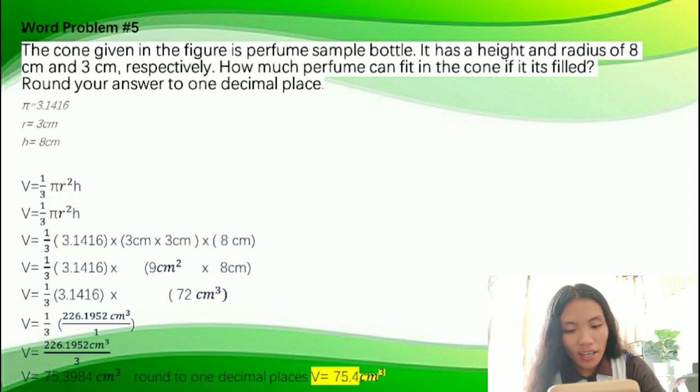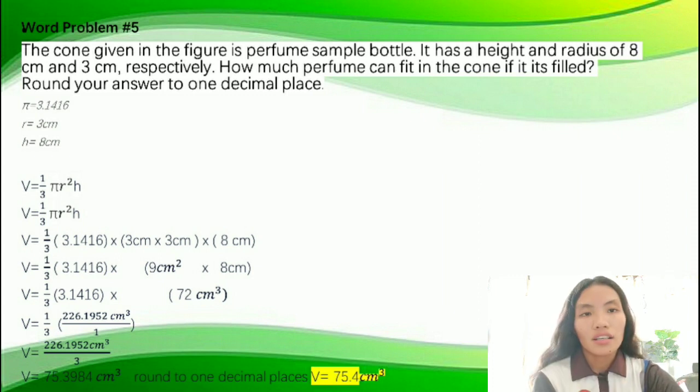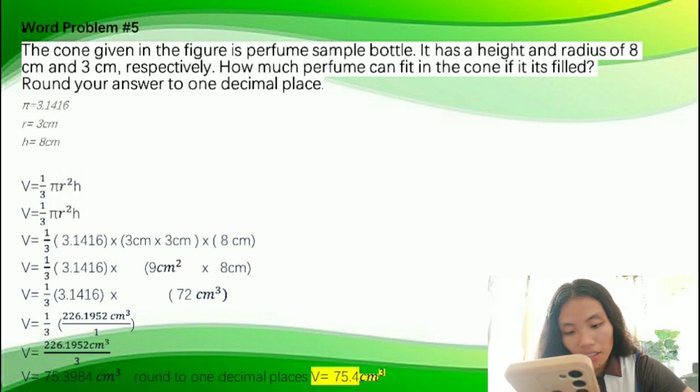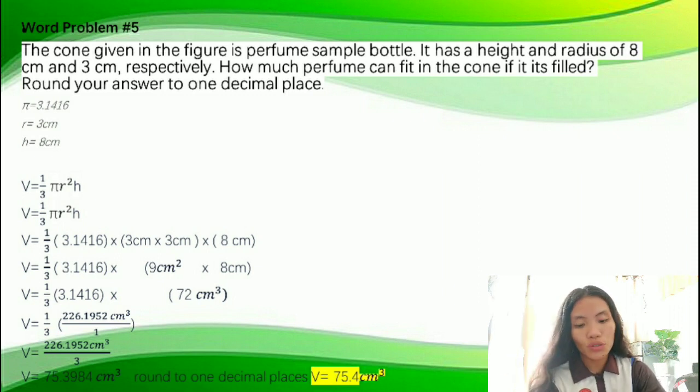So, dividing, the answer is 75 centimeters cube. Then, round to one decimal place. So, the final answer is volume is equal to 75.4 centimeters cube.